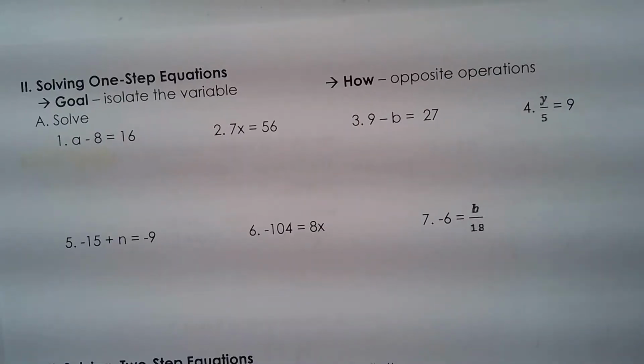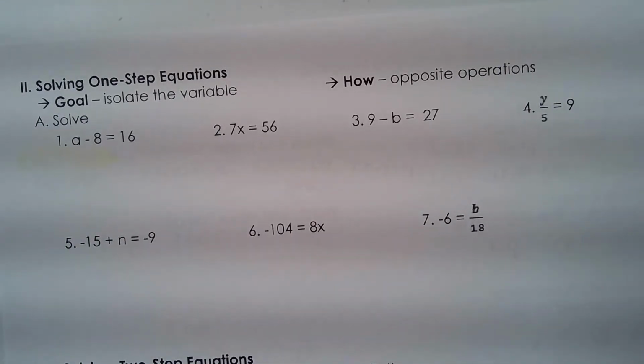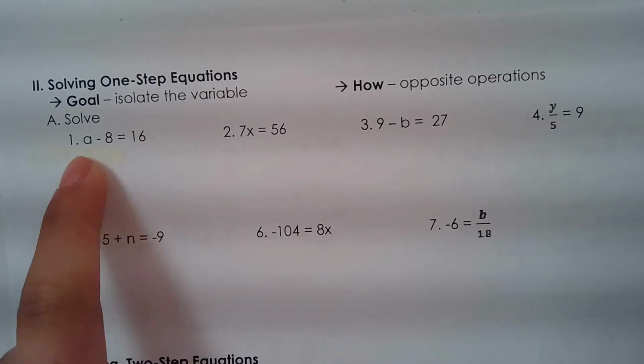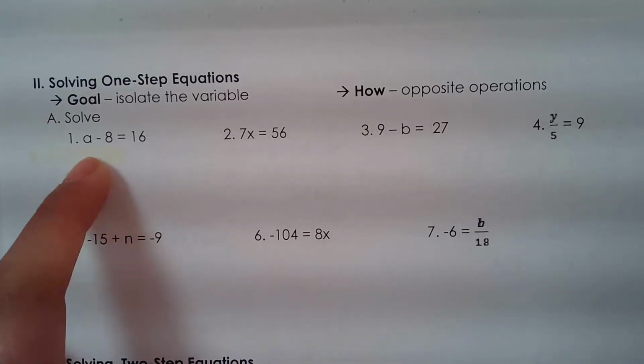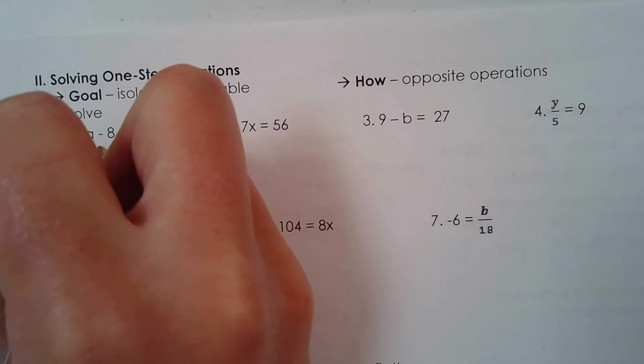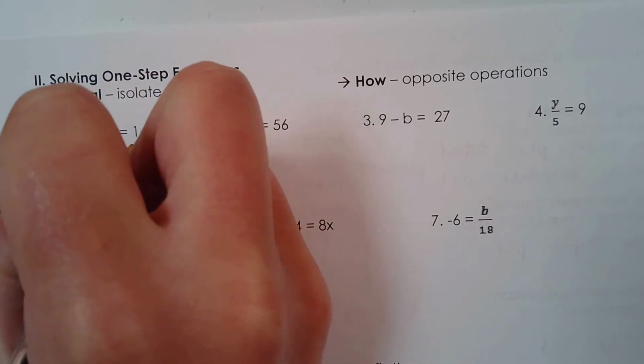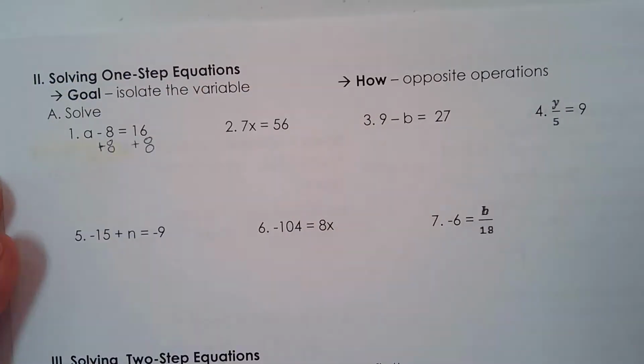So we want to get the variable by itself, right? So it's going to say something like a minus 8 equals 16. We want to know what a is, okay? So we're getting that variable all by itself, and you're going to do that by undoing whatever's happening. So opposite operations, yeah? So if we're looking at the first one where it says a minus 8, we want to undo that. So instead of minus 8, what do we do? Add 8. And if you do it to one side, you have to do it to the other as well, correct? We got to keep that equation balanced.